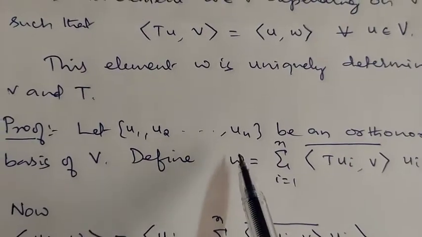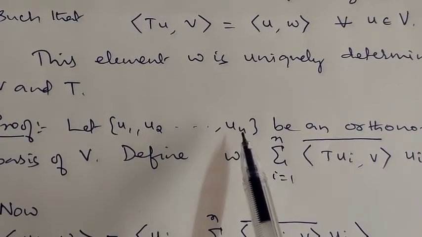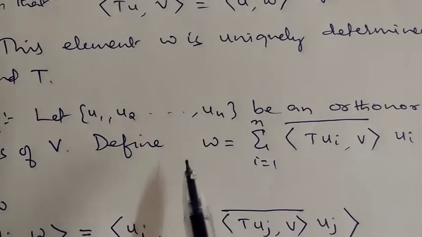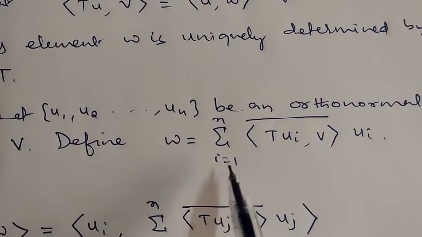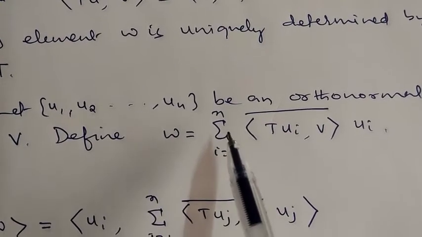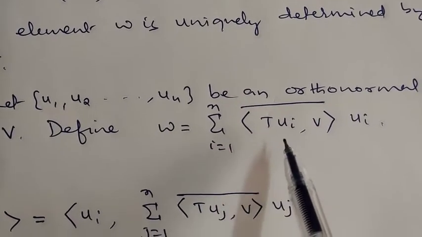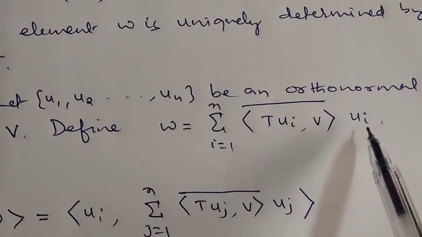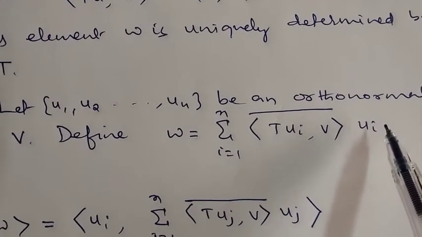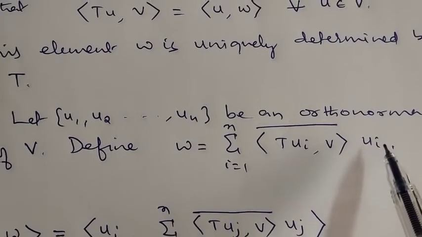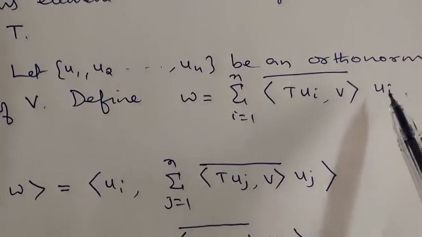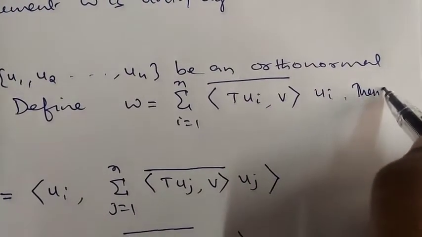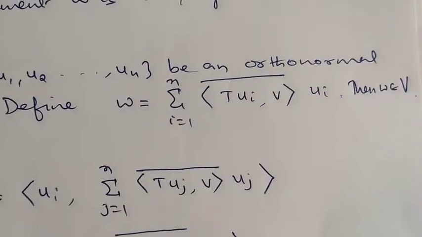So let u1, u2, etc., un be an orthonormal basis of V. Define the vector w as summation I equals 1 to n inner product of T of ui comma v conjugate into ui. This is a linear combination of ui's. Therefore, it is definitely an element of V only. You can write then w belongs to V.